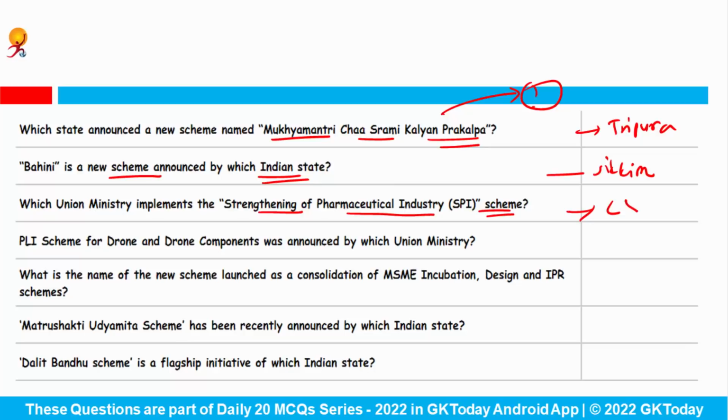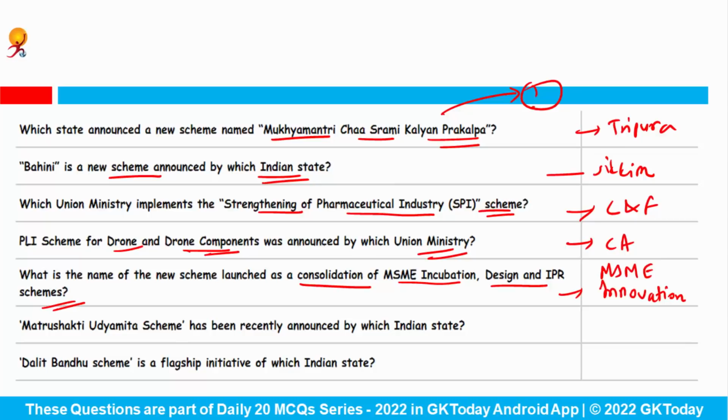Then which union ministry implements the strengthening of pharmaceutical industry scheme? It is Ministry of Chemical and Fertilizer. Then PLI scheme for drone and drone components was announced by which union ministry? Ministry of Civil Aviation. What is the name of the new scheme launched as a consolidation of MSME incubation, design and intellectual property right schemes? The name is MSME Innovation Scheme. Next is Matru Shakti Udyamita scheme has been recently announced by which Indian state? This is Haryana. Dalit Bandhu scheme is a flagship initiative of which Indian state? It has been announced in Telangana.